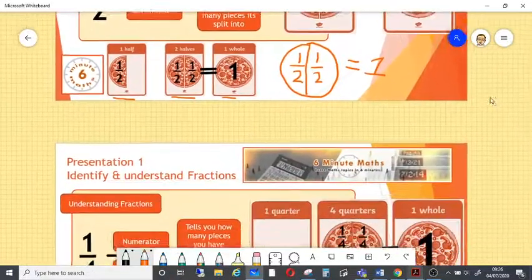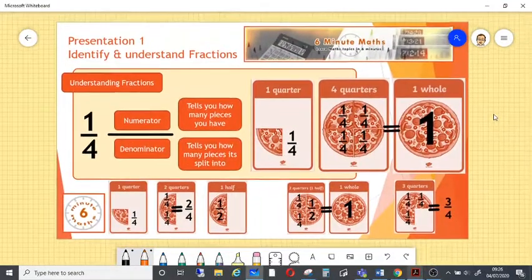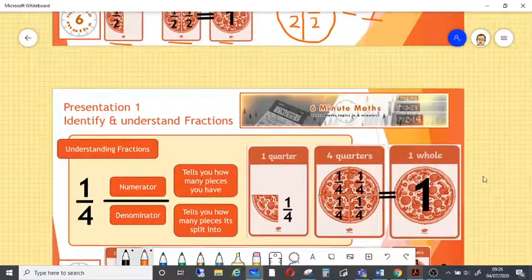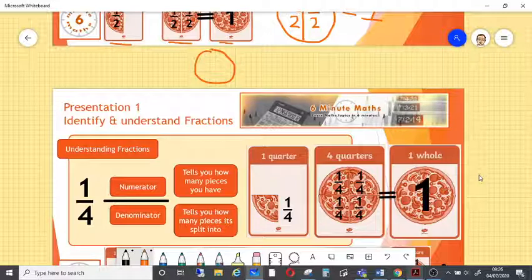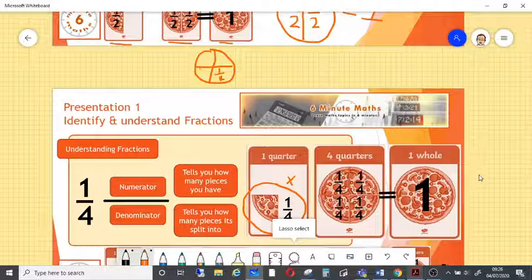The next slide. So this slide is talking about quarters. What that's saying is, if I've got a whole pizza and it's split into quarters, it's split into fours. 1 quarter. And you can see with this diagram here, that's 1 quarter. That's one of those pizzas cut into 4 slices. So one whole pizza contains 4 quarters.